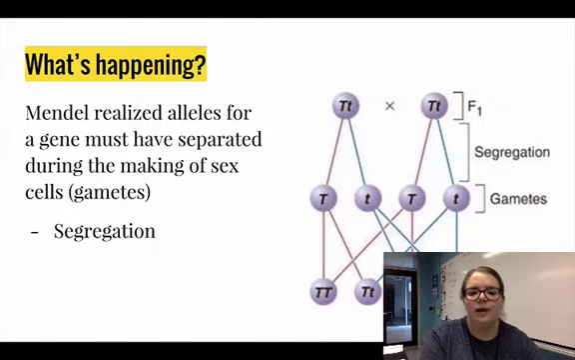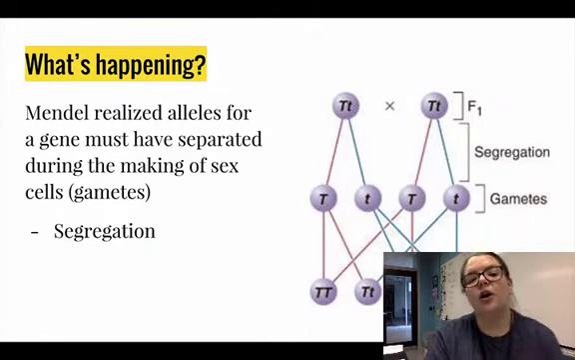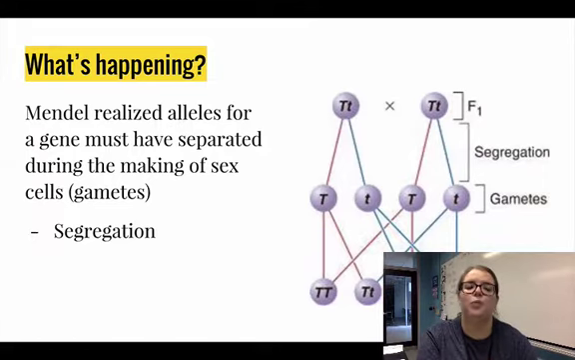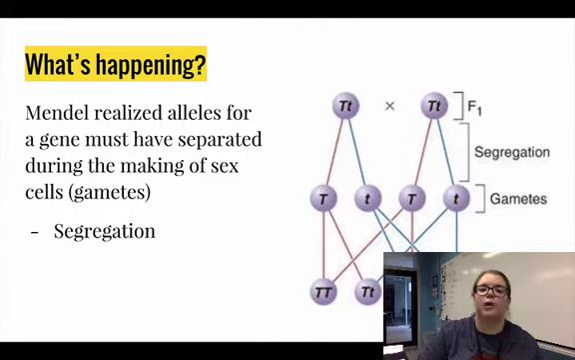All right, so Mendel figured out that there's something called segregation happening. So when a parent makes their sex cells, so makes gametes, which are sex cells, right? In humans, they're called egg and sperm. He realized those alleles get separated, right?